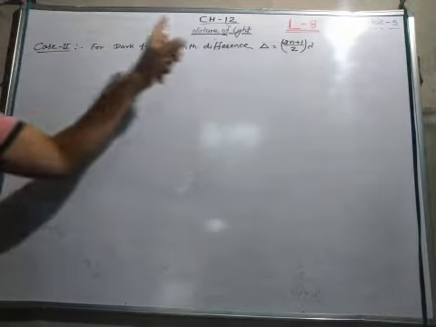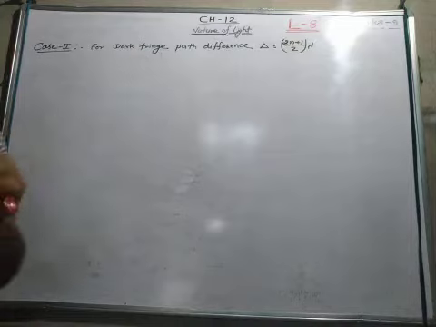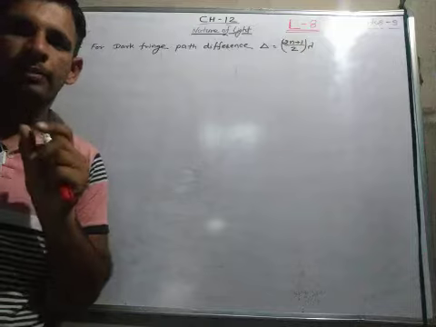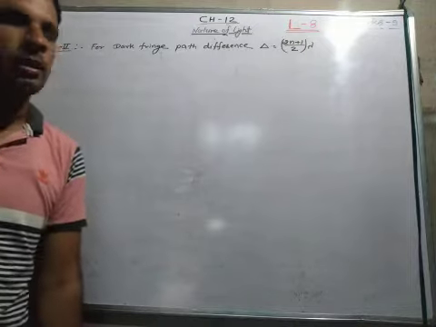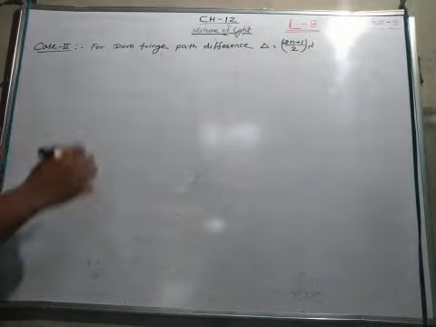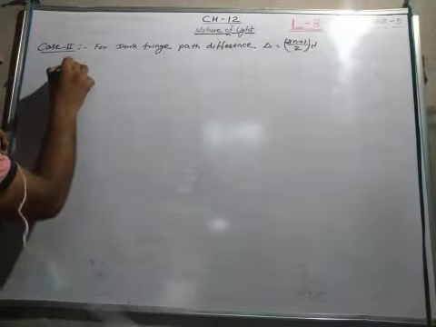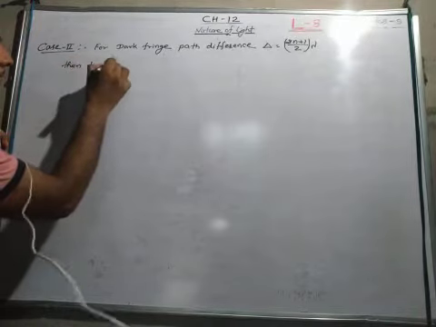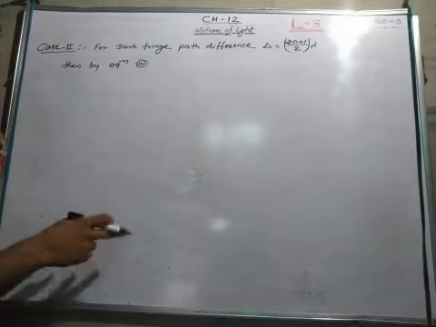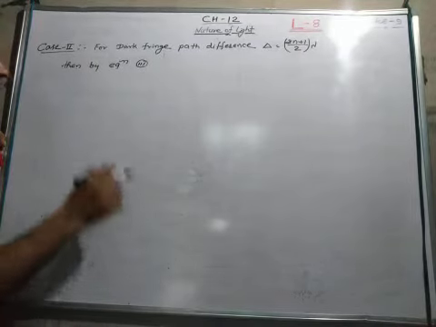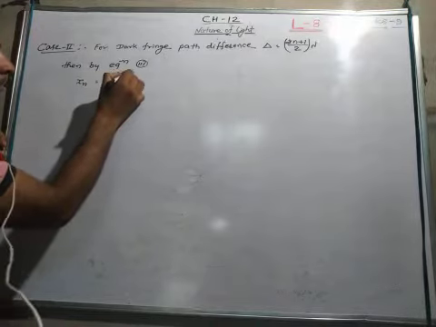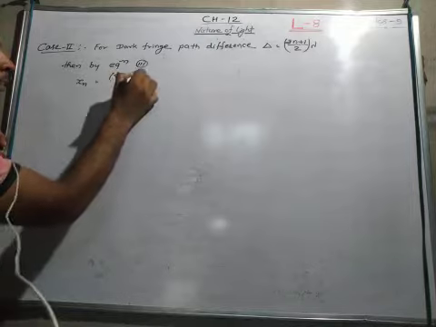Okay, dark fringe is made by destructive interference, so we take the path difference of destructive interference. Delta is equal to (2n plus 1) by 2 lambda. Then, by equation third, we put the value of delta in equation third. Then xn is equal to (2n plus 1) by 2 lambda.